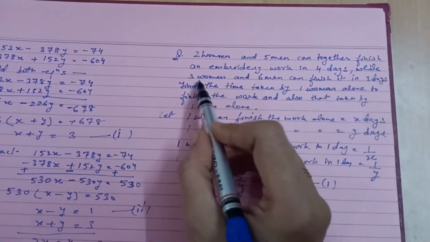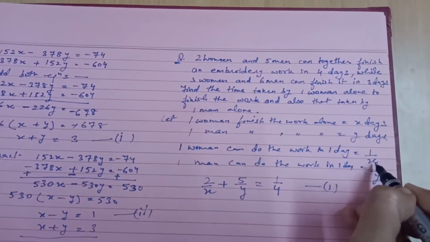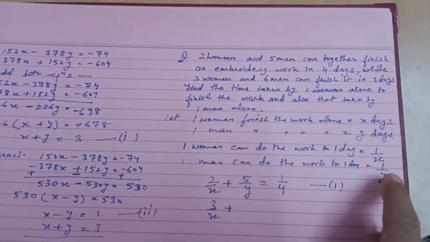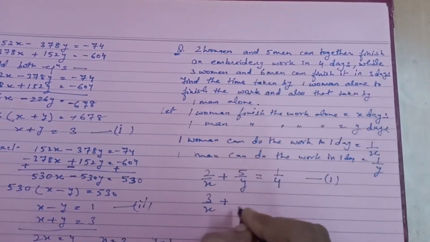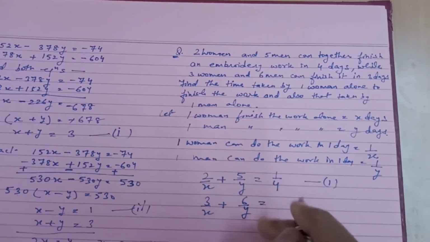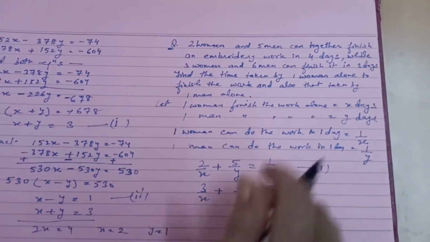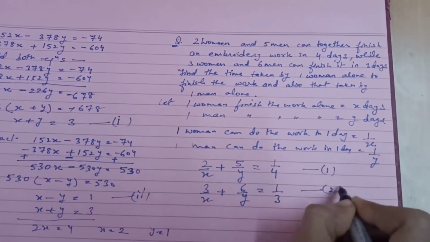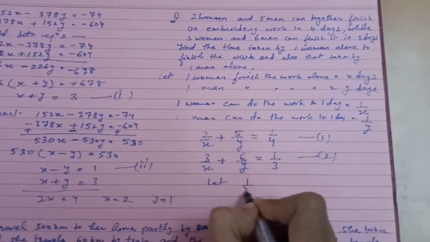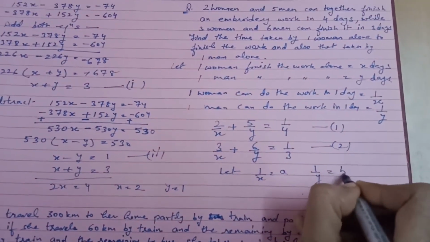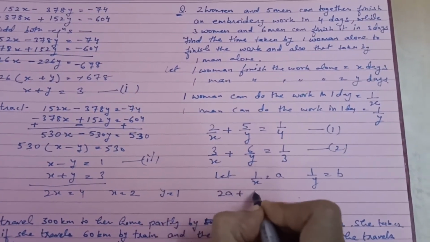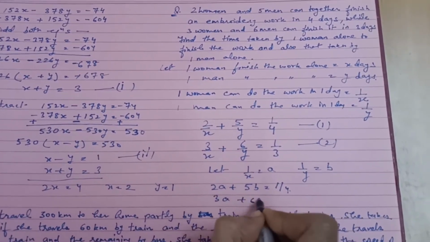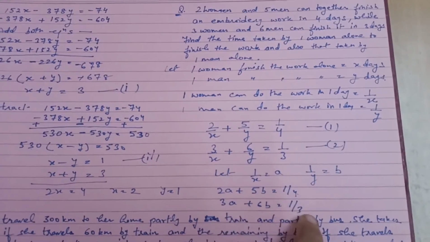Similarly, for 3 women, 1 day's work of 1 woman is 1 by X, so 3 women's work in 1 day will be 3 by X. Plus 6 men: 1 day's work is 1 by Y, so 6 men will complete 6 by Y part of the work, 6 times that one. They finish it in 3 days, but we are calculating 1 day's work, so it will be 1 by 3. Second equation. Now again let us assume 1 by X equals A and 1 by Y equals B. So your first equation will be 2A plus 5B equals 1 by 4, and the second equation will be 3A plus 6B equals 1 by 3. Now take LCM and solve this by cross multiplication.